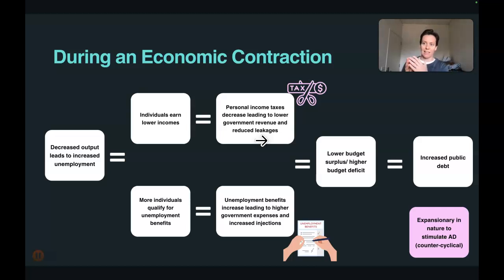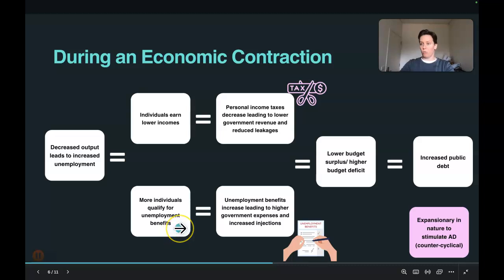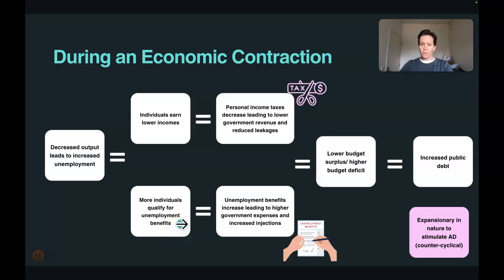So there is that decreased leakage that we're looking for in order for the government to take on that expansionary stance that they're trying to achieve here. So that's the first thing that happens. Decrease in output, increase in unemployment, lower income levels leads to a decrease in personal income tax, which represents that decreased leakage. The flip side of that is, as more people become unemployed, more individuals qualify for unemployment benefits, okay? If you qualify for unemployment benefits, you're going to start to receive more money. This increases government expenses, and we start to see that increase in injections. Okay, so those two things are happening together.